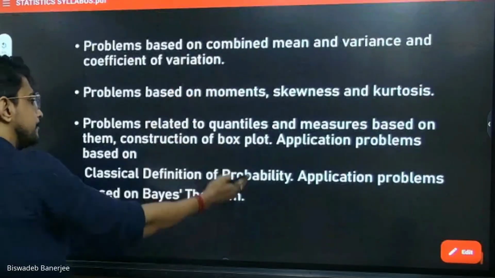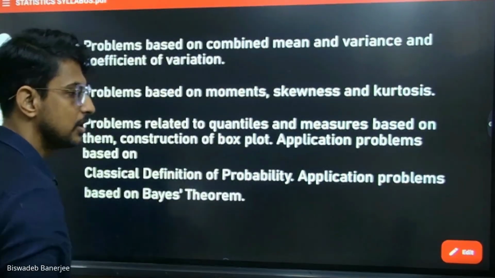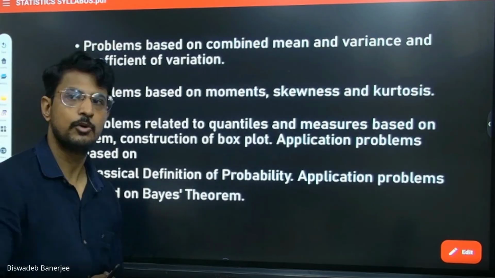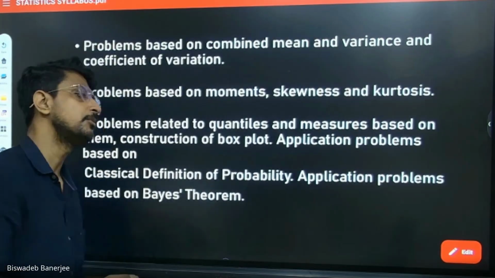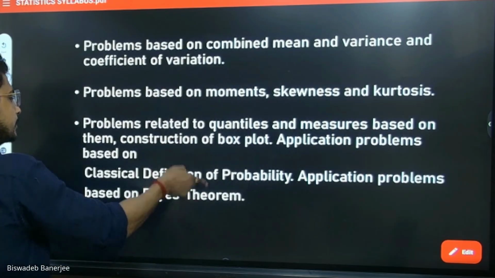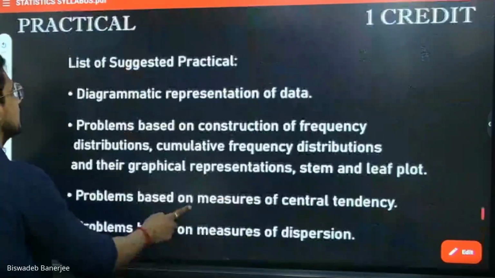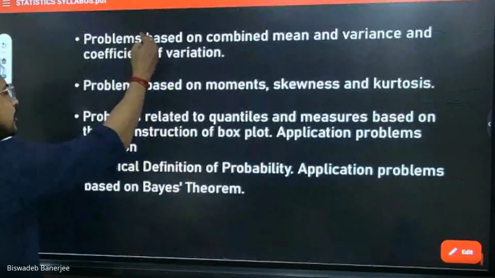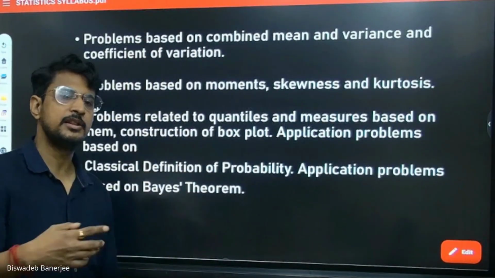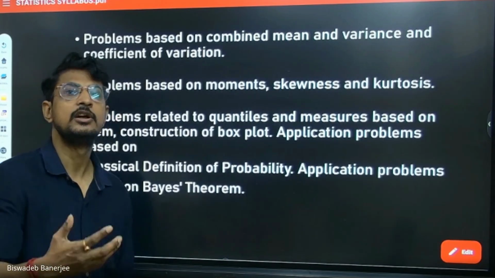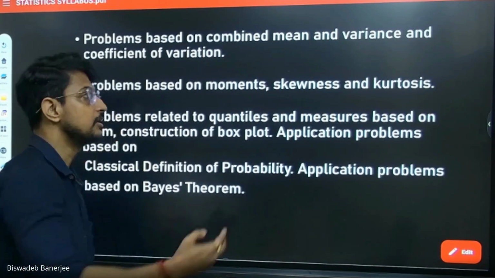These are all practical topics. Just go through this. I shall upload this PDF in the description box, so you can easily get this syllabus. Starting from this to this, all these portions have been covered in my theory portion as well. So whatever is in the theory portion, you shall get practical written questions from it.